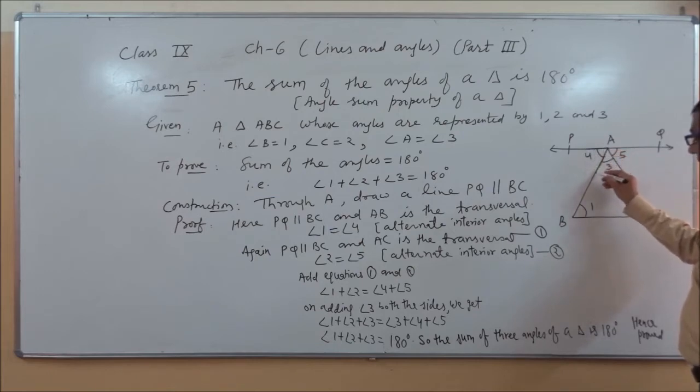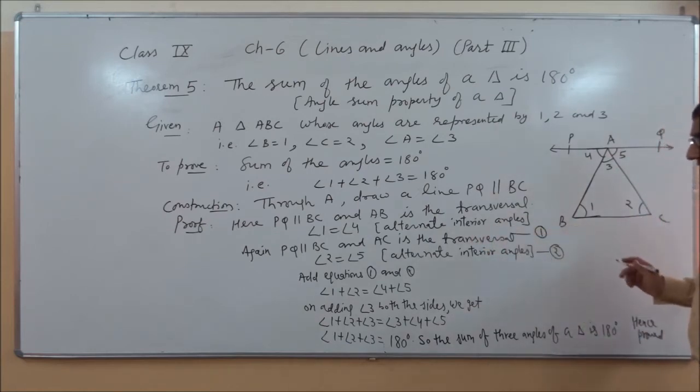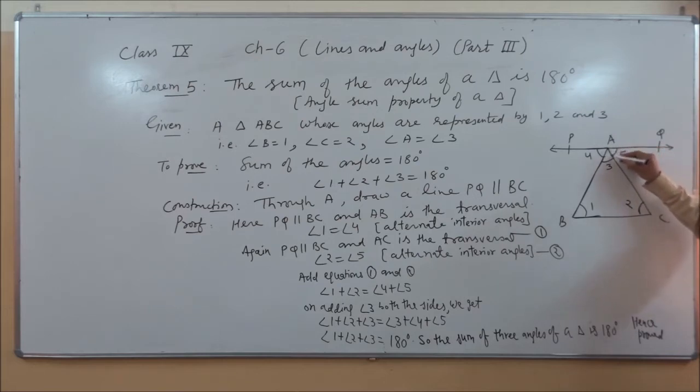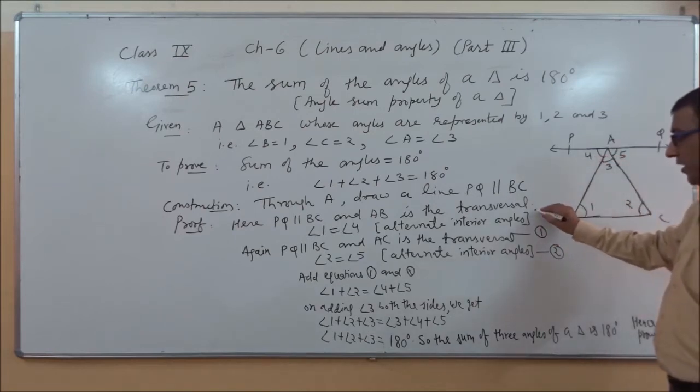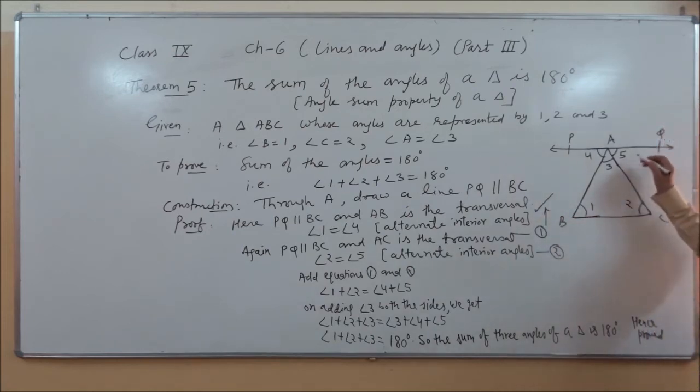So due to alternate interior angles, we can say angle 1 is equivalent to angle 4, and we will write here the reason, alternate interior angles. Again, we know very well PQ is parallel to BC, and this time AC is the transversal line. So definitely angle 2 is also equivalent to angle 5, because again if we see here, a Z shape is there, right? So we can say angle 1 is equivalent to angle 4. We will mark it as equation number first, and then we will say angle 2 equals angle 5. We will mark it as equation number second.